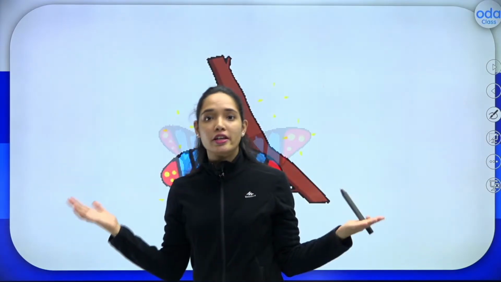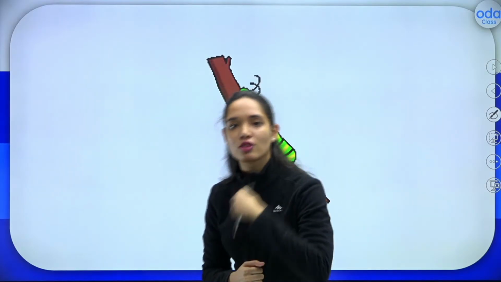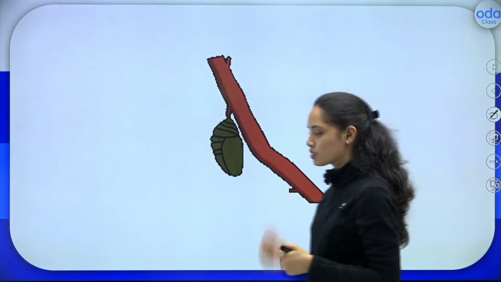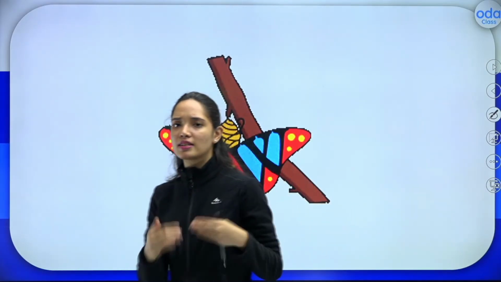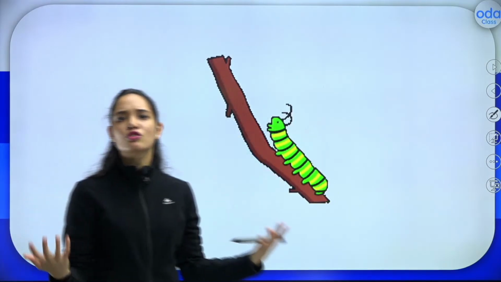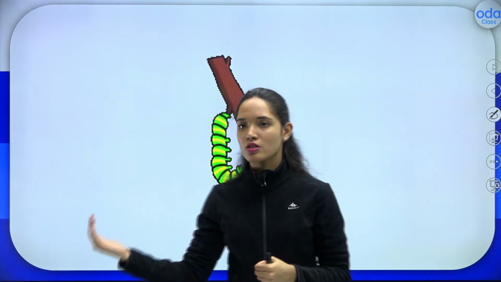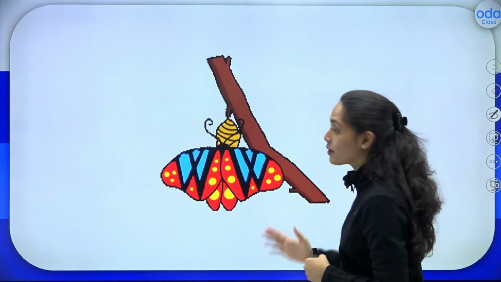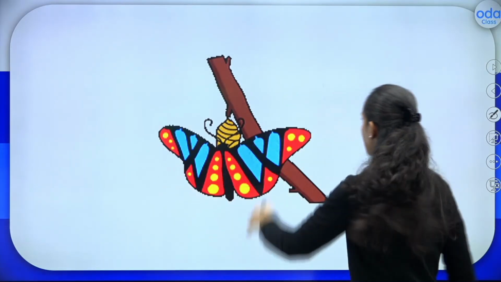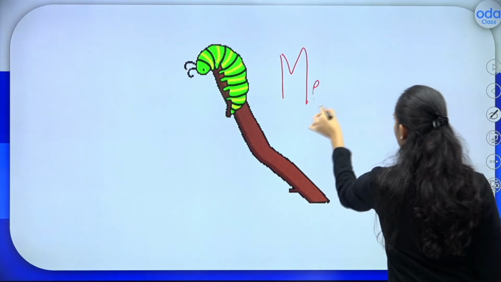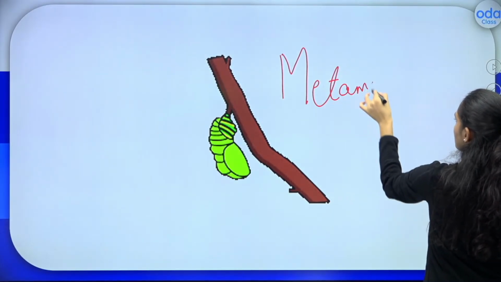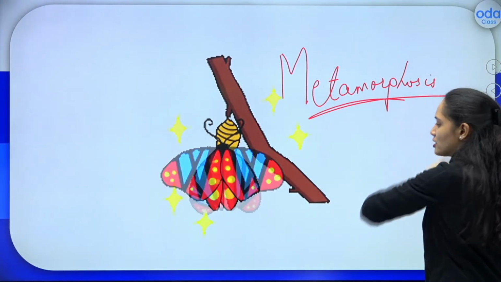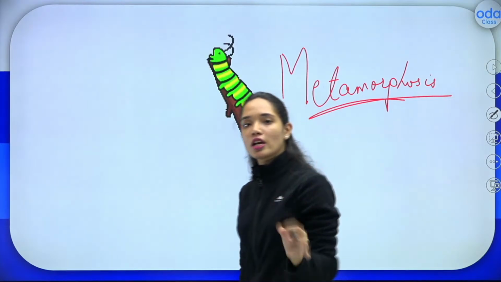It's a big change. It's a change in form, है ना? First it was a caterpillar, ठीक है? It is its first form. Then later on it goes through certain stages and it turns into a butterfly. It's a big change. A caterpillar is turning into a butterfly. This whole process is called metamorphosis. What do you mean by metamorphosis, students? Metamorphosis is nothing but change in form.